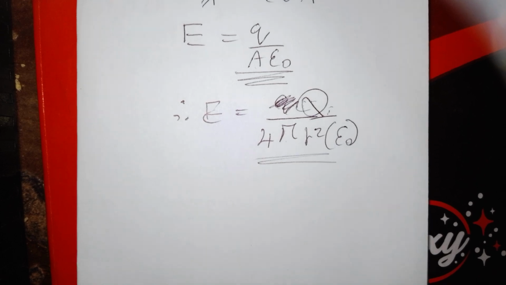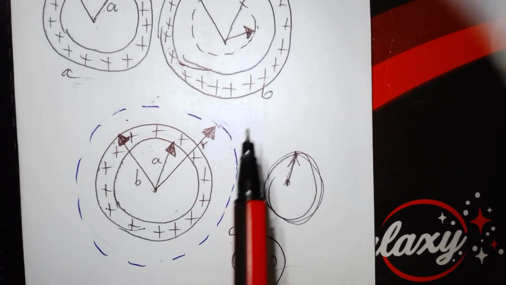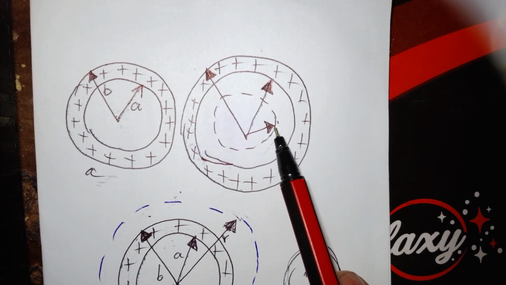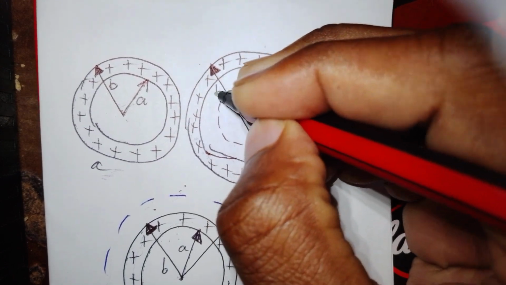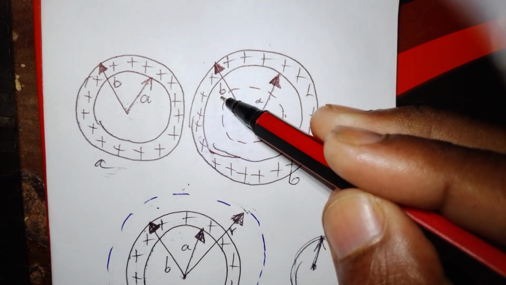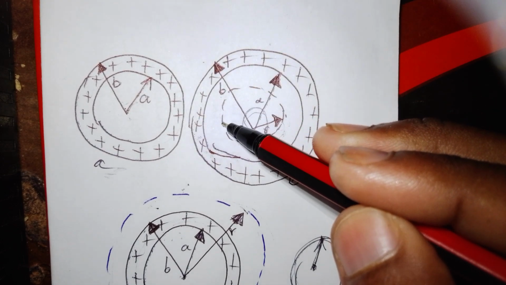Then moving on to C, they're telling us, okay, if an additional charge of negative 2q is placed at the center, find the electric field for R greater than B. So this here is for R less than A and B. This here is A, this here is B, this here is R. And as you may see, there's no charge inside this Gaussian surface. The charge is outside.